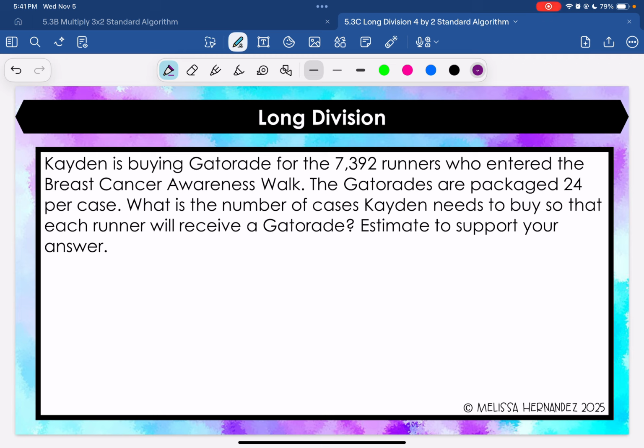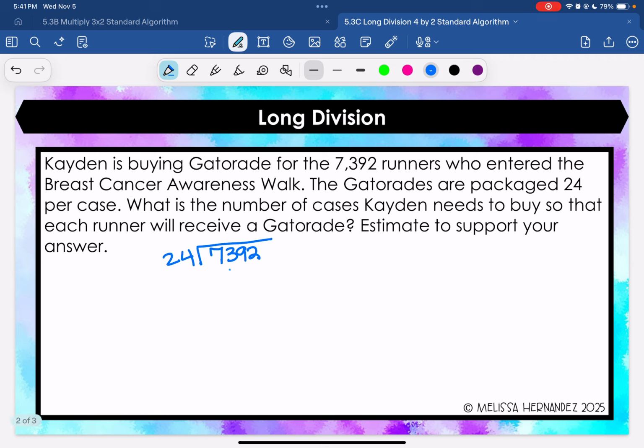All right, so we're going to go ahead and get started. It says estimate to support your answer. Well, we're first going to get our answer, and then we're going to prove that it's right using estimation. Our total is 7,392. We are dividing that by 24.